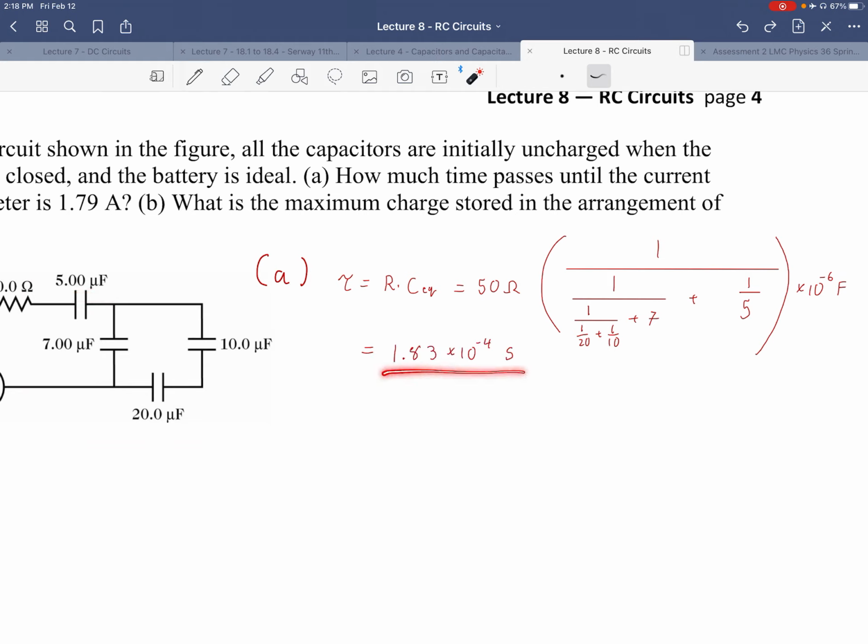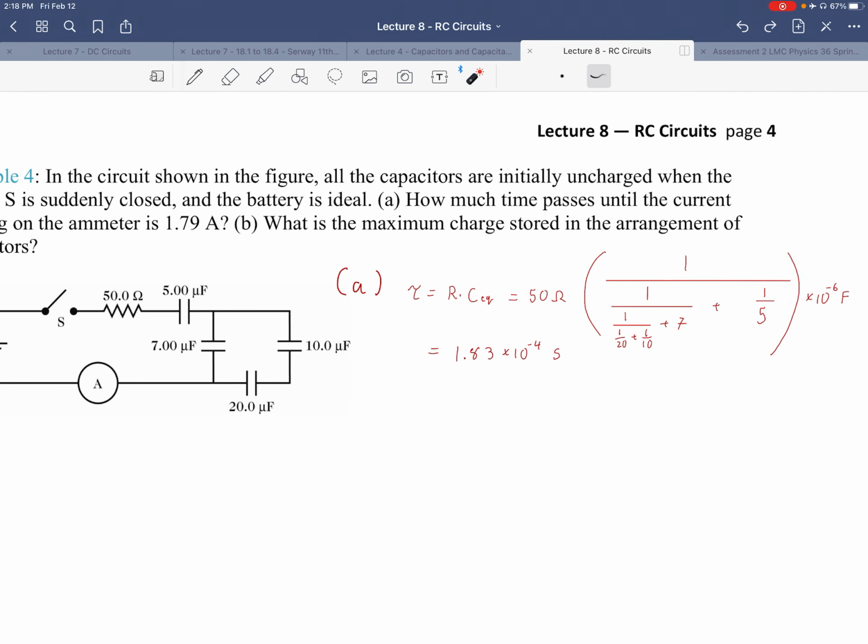All right, and that then gives us a time constant value of 1.83 times 10 to the negative 4 seconds. Small, but not as small as some. Okay, so we'll continue on with the next step. I'm going to find the initial current, which is just the EMF divided by the resistance because we are charging the arrangement of capacitors. So 125 volts divided by 50 ohms, so an initial current of 2.5 amps.